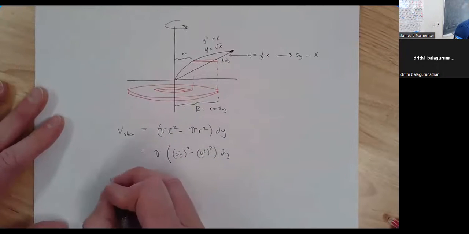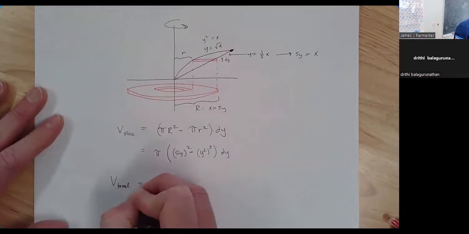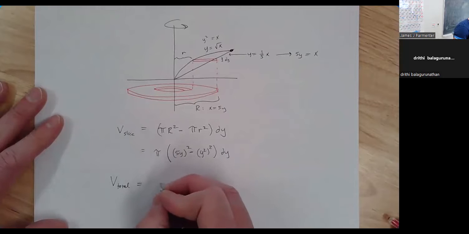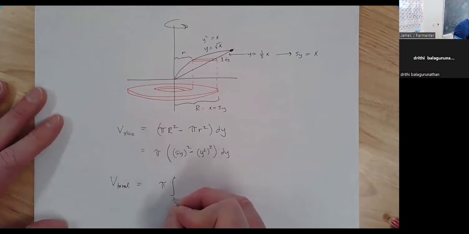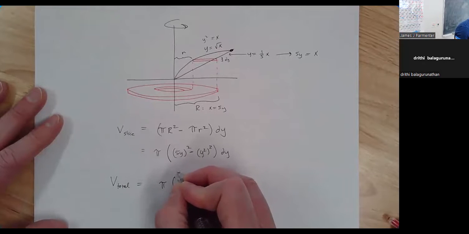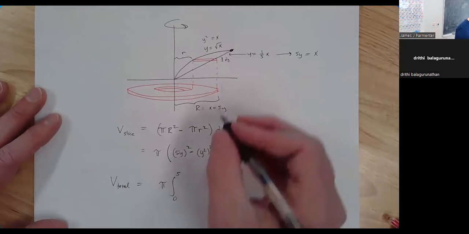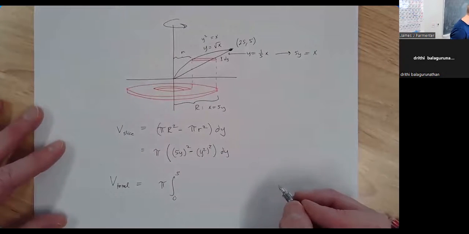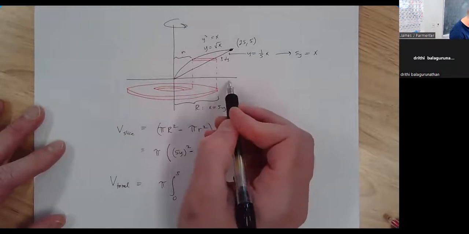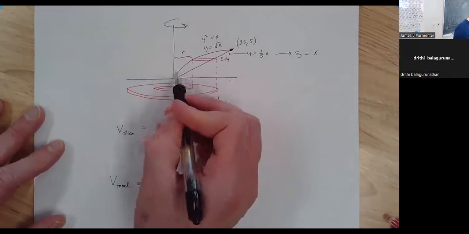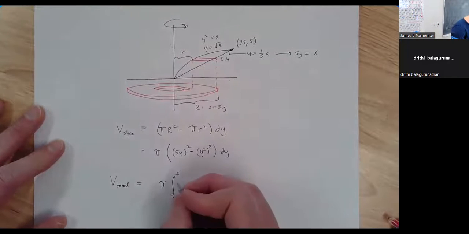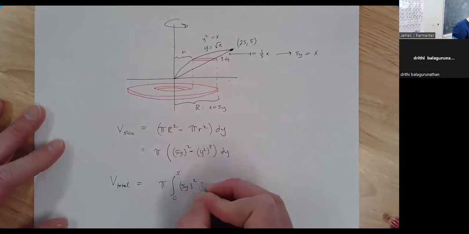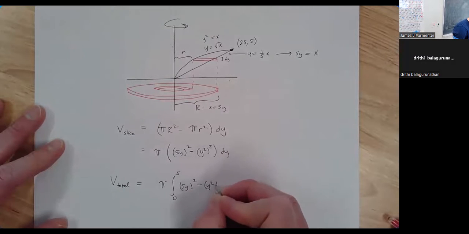And then my total volume would be, well, I'm going to add up all the slices. It's going to be pi times the integral from y equals 0 to y equals 5. And because this point here is the point 25, 5, the x's would go from 0 to 25, but the y's go from 0 to 5. And then (5y) squared minus (y squared) squared.